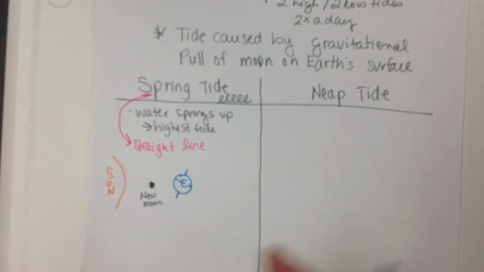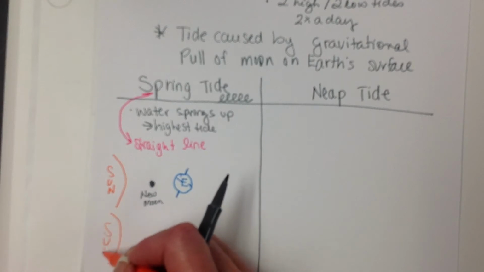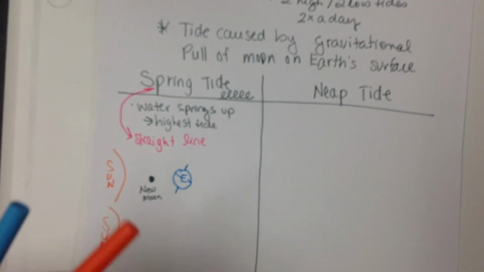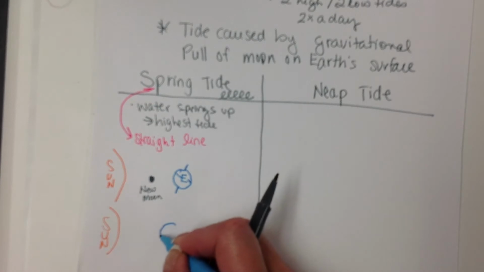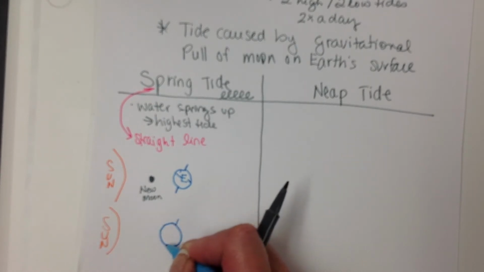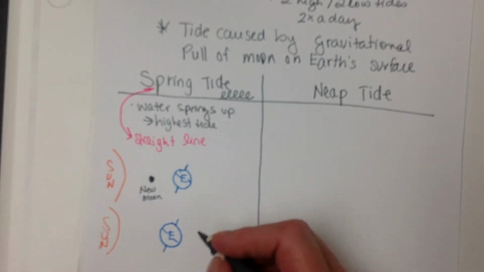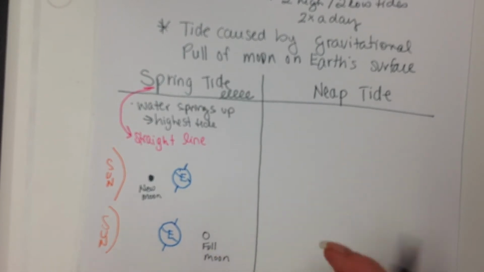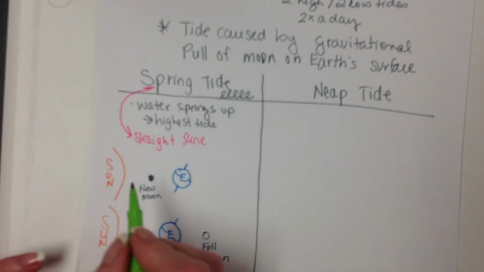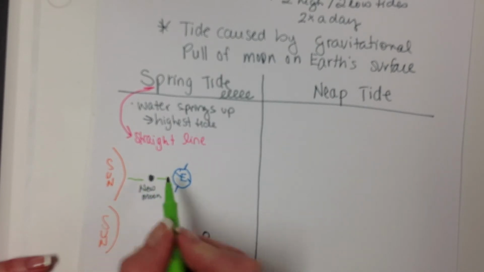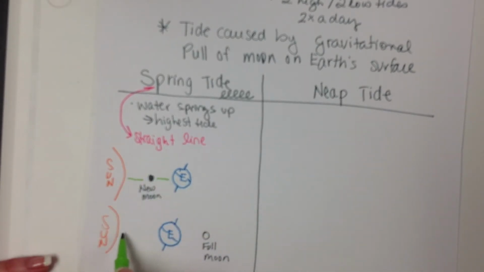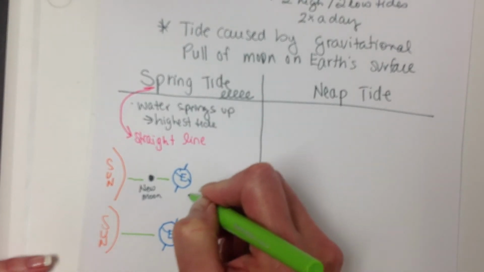And it also occurs during another moon phase, which would be, anybody know? You said full moon, that is correct. So, full moon. And here's where the straight line comes in. As you can see, the sun, the moon, and the earth are all in one straight line. Straight line for spring tides.